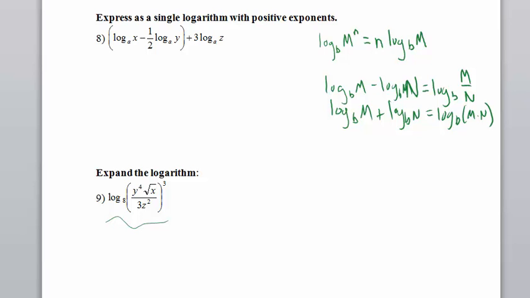Alright, so the directions are to express as a single logarithm. So what does that mean? Well, there's kind of a hint in the next problem. If you look at this next problem, that's a single logarithm, right? So we want to take these three logarithmic expressions and make them one.